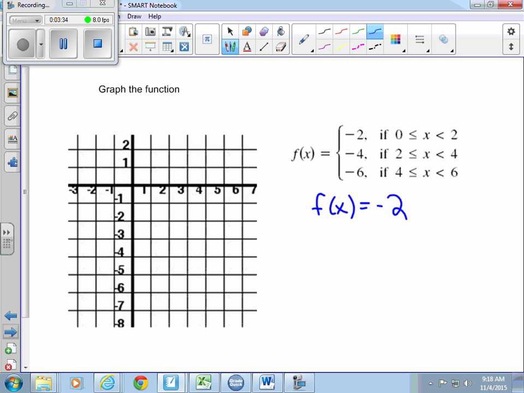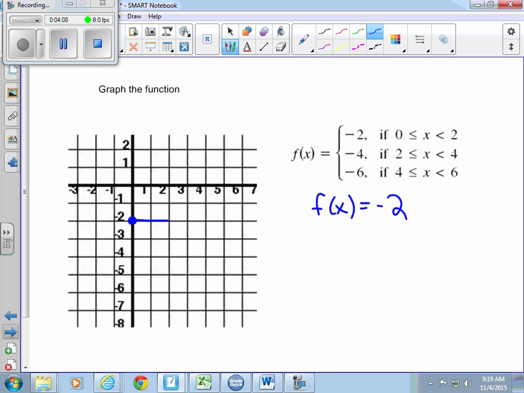F of x equals negative 2. Can I graph the line y equals negative 2? What does it look like? Horizontal line down at negative 2. So if I were graphing the whole function y equals negative 2, it would look like that, right? But do I want the whole thing? Which part of it do I want? I only want to graph the function between 0 and 2.